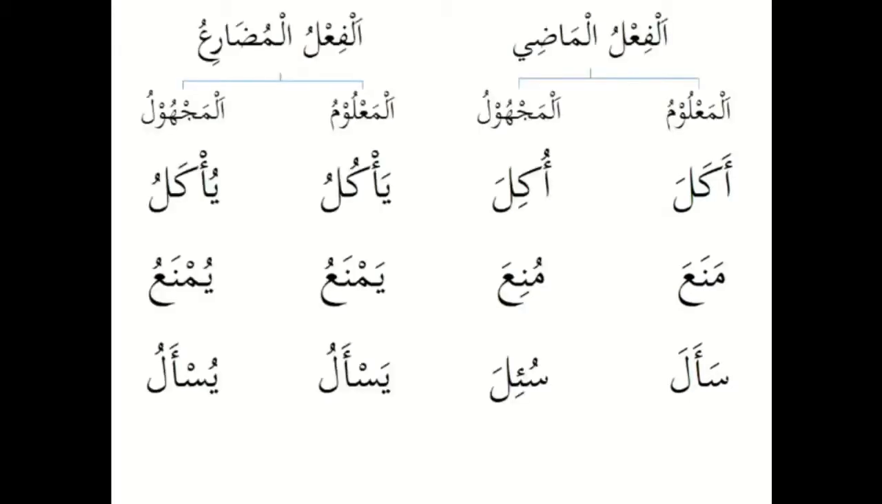When I make it present tense, mana'a becomes yamna'u, and muni'a would become yumna'u. Sa'ala, when I make it majhul, becomes su'ila. Sa'ala, when I make it present tense, becomes yas'alu. And when I make su'ila present tense, it becomes yus'alu.